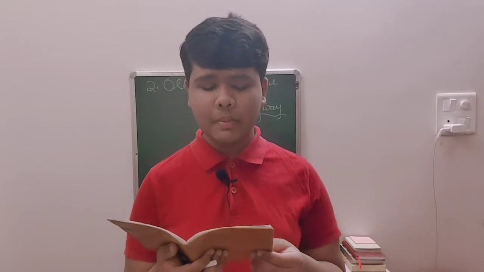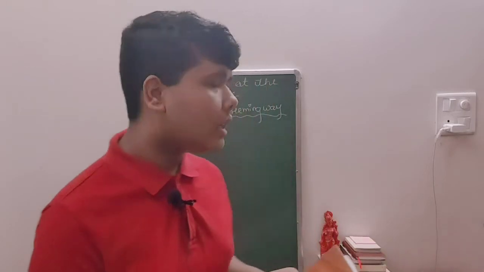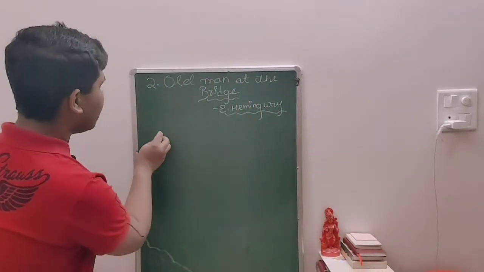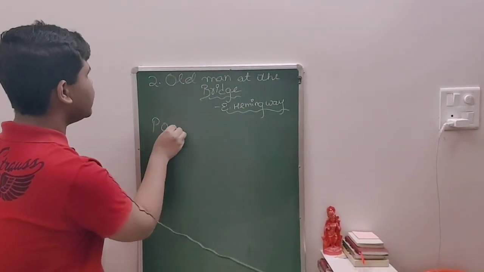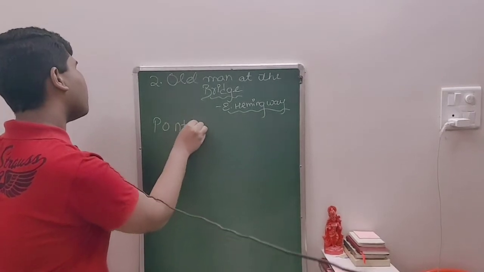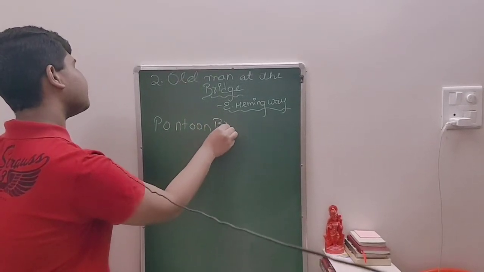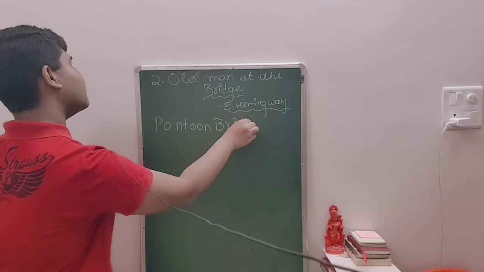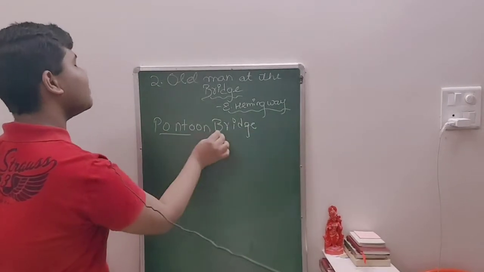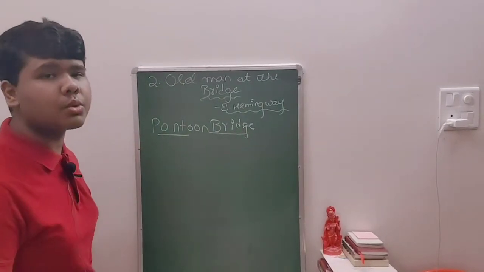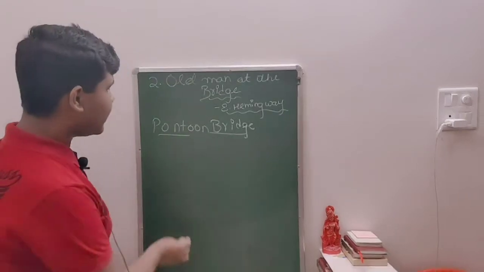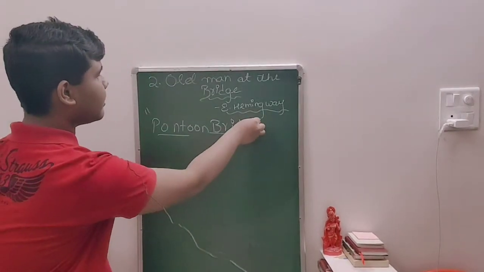There was a pontoon bridge across the river, and the carts, trucks, and men, women, and children were crossing it. Now the word comes here, a pontoon bridge. This word plays a very important significance in the story. The word pontoon bridge plays a very significant role.